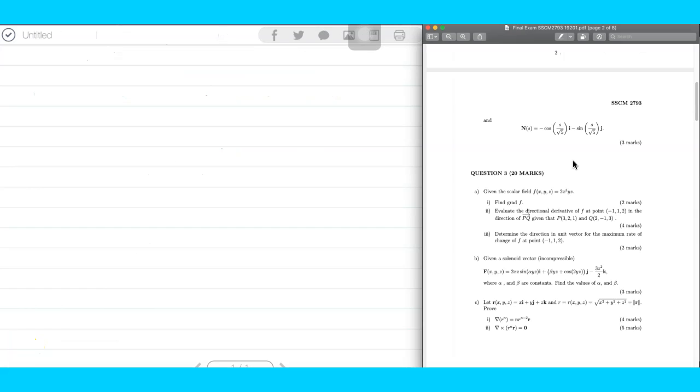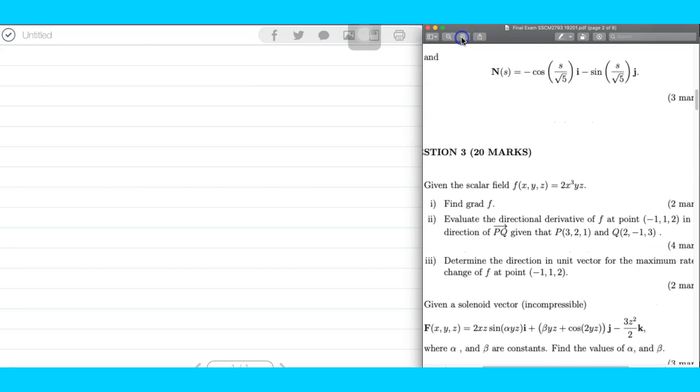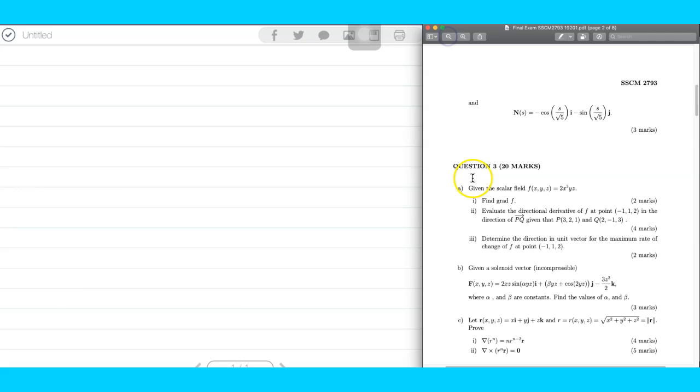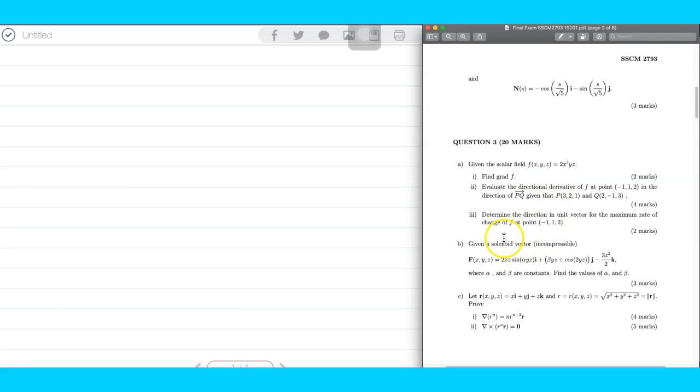Okay, here I give you one example. This one is from last year's final exam. Here we have a question related to the topic of divergence. For example, look at this one: given a solenoidal vector, incompressible. What can you understand from that?